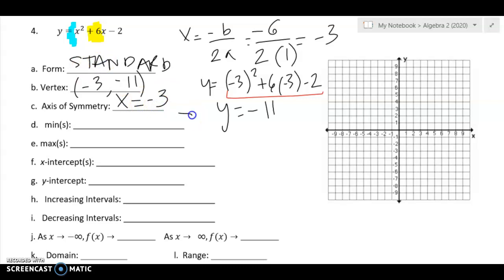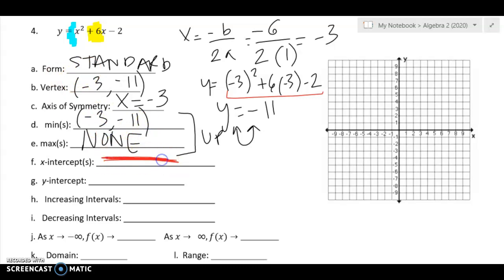Remember, those match up. Minimum and maximum: there is a positive in the very front of your problem, so that means it opens up. If it opens up, that means there is no maximum, and the minimum is going to match that vertex. So those are going to be the same. Again, x-intercepts are a little bit tricky. We're not going to do that. You could type it into Desmos or your calculator if you downloaded it. That's just a little bit extra practice.